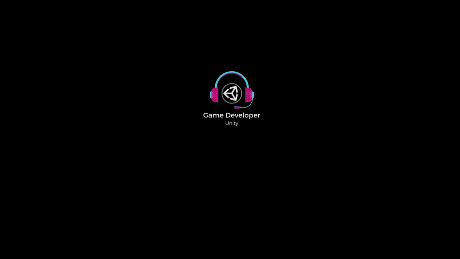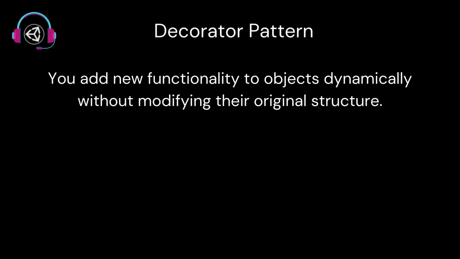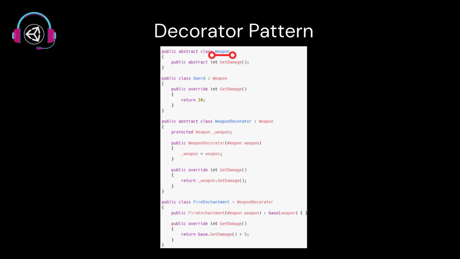Next up is the Decorator Pattern. This pattern lets you add new functionality to objects dynamically without modifying their original structure. It's ideal for adding features like special powers or buffs to objects at runtime. In this example, we have a weapon class, which defines an abstract method getDamage. The sword class is a concrete implementation of weapon, returning a fixed damage value of 10.